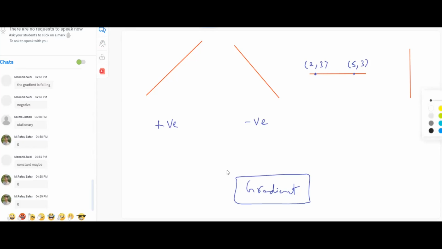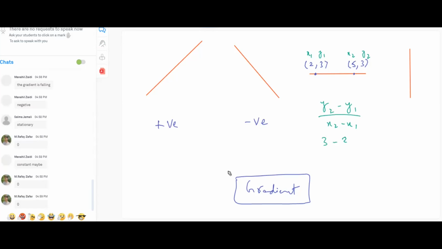When you find its gradient, when you apply the gradient formula, y2 minus y1 divided by x2 minus x1, what will happen in it? So let's say this is x1, this is y1, this is x2, this is y2. If you apply the gradient formula on this, what will happen? In the numerator you'll get a 0.